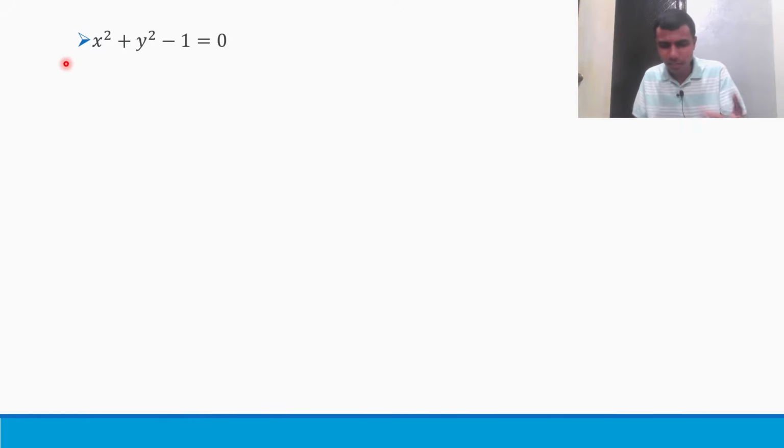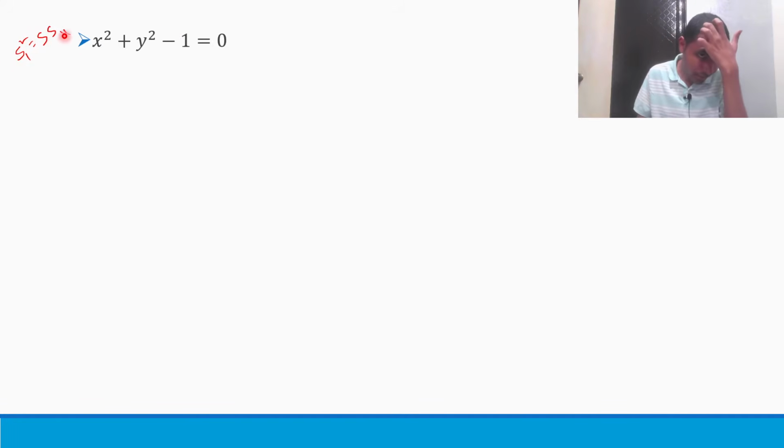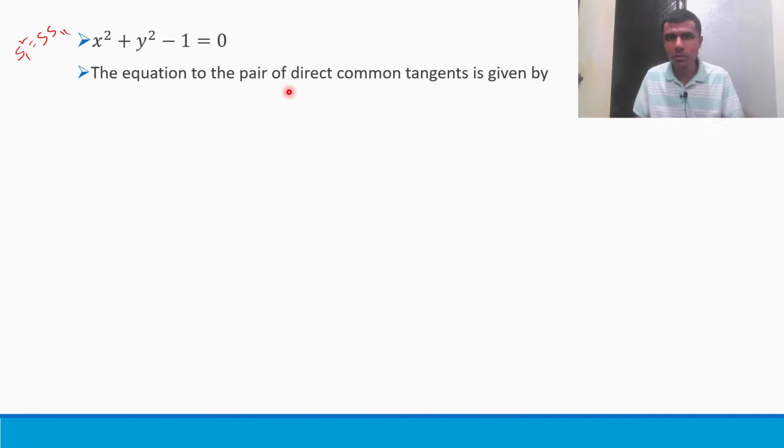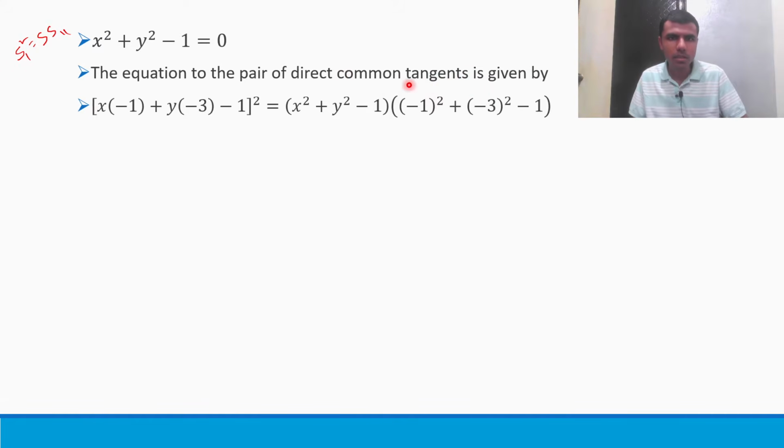Now see guys, the formula for common tangent is S1 square equal to S into S11. What is S1, what is S, what is S11? S is this circle. Don't remember the first one; I'm using this circle as my S. Since I'm using the external center of similitude, I'm going to first get the equation of direct common tangents. The equation to the pair of direct common tangents is given by this.